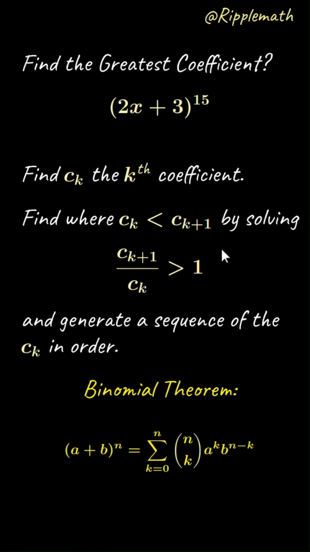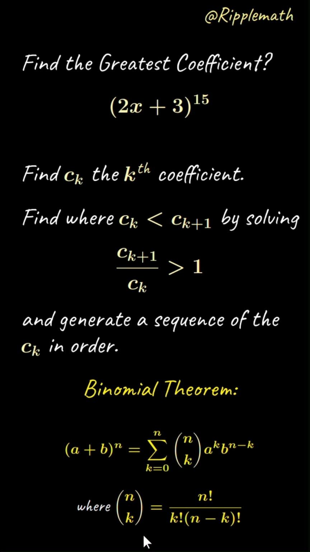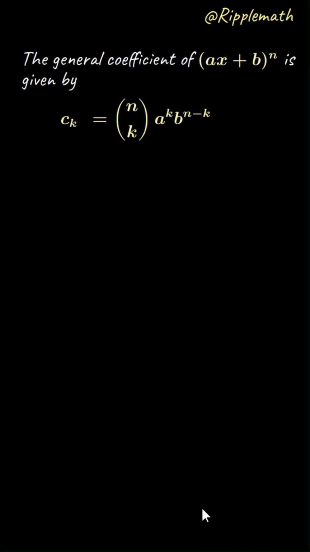We're going to need the binomial theorem, which is for (a + b)^n. That's equal to the sum from 0 to n of n choose k, a^k, b^(n-k), where the binomial coefficient is that. Okay, so the general coefficient for (ax + b)^n, which is what our question is about, is going to be n choose k, a^k, b^(n-k). We didn't put an x in there because we just want the coefficient.